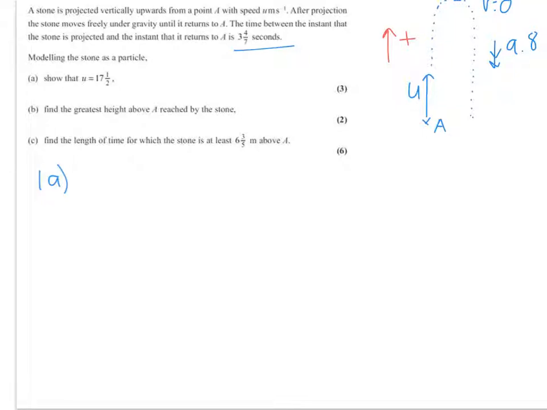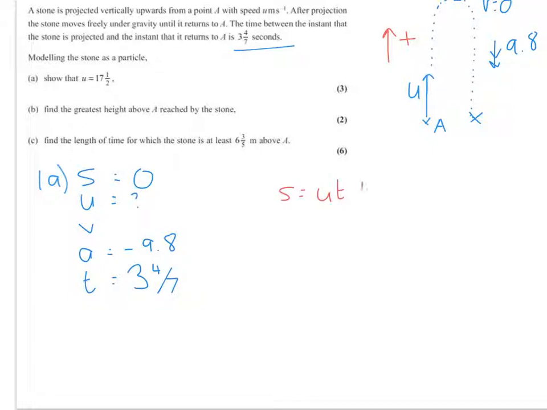Okay, so if I'm trying to prove then that u equals 17.5, I'm going to use the Suvat data which I've got. The time I'm told is 3 4/7 seconds, and that's to get from the point A back to the point A again. So that's going to give me a displacement of 0. u is what I'm trying to figure out. I don't know anything about the velocity, but I do know that the acceleration is due to gravity, so it's minus 9.8. So I've got S, u, a and t. I can use s equals ut plus a half at squared.